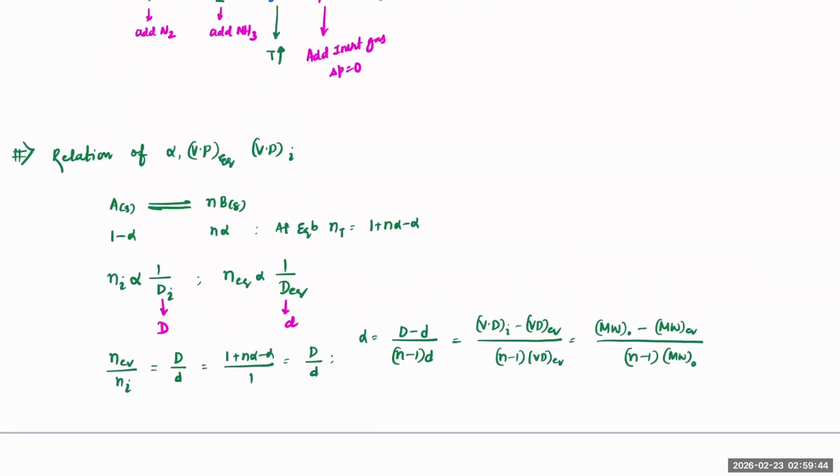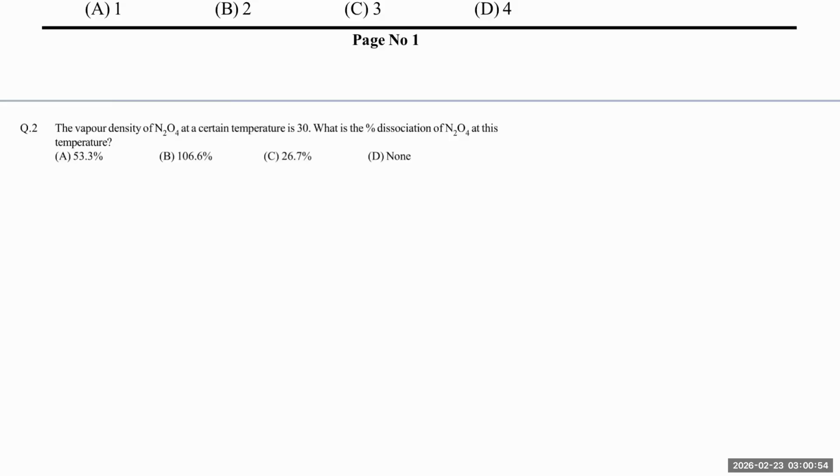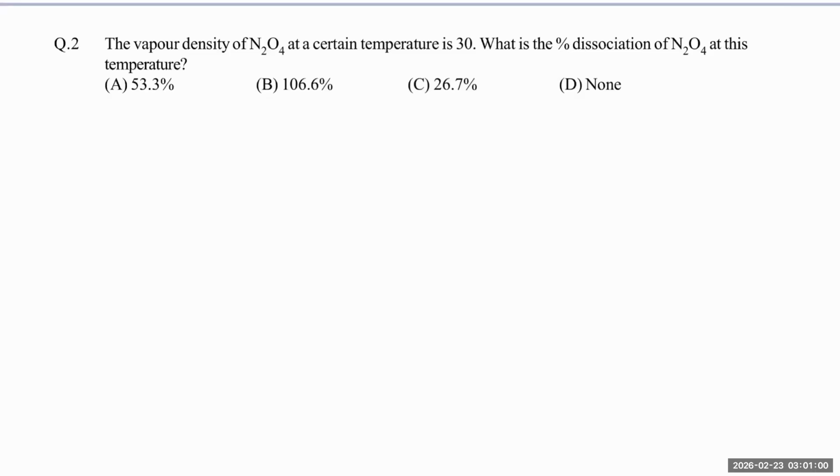I hope all of you understood this logic. Right. Okay. So first one or two questions I'll explain, then afterwards you can start solving. Okay, so let's see this question.